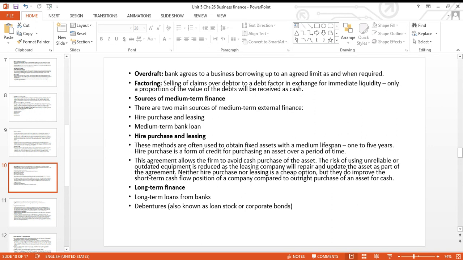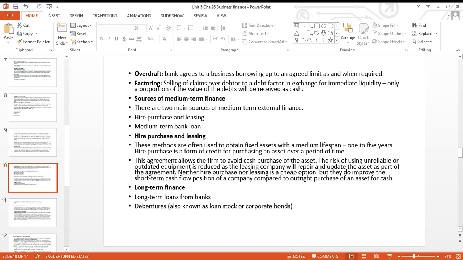Okay, then we go to medium term financing. When we talk about medium term financing, we're talking about mainly hire purchase and leasing. When you talk about hire purchase and leasing, basically we're talking about renting. You take an asset and you rent it, and then you pay monthly payments on it, which are called rentals or installments. There is just one difference between hire purchase and leasing.